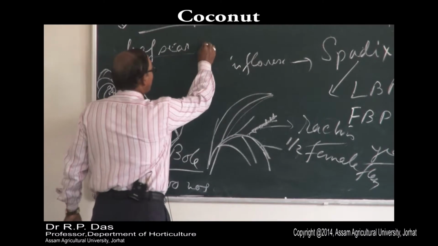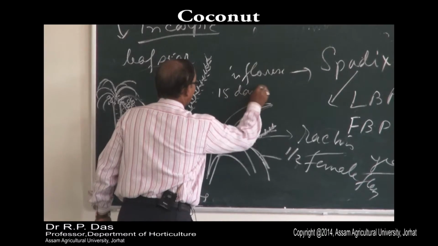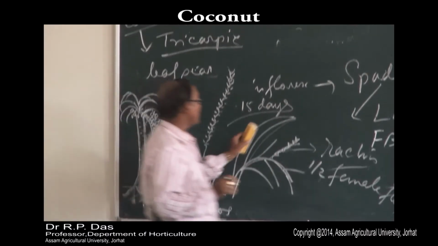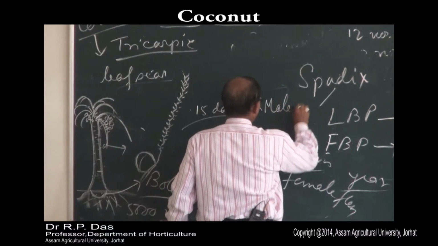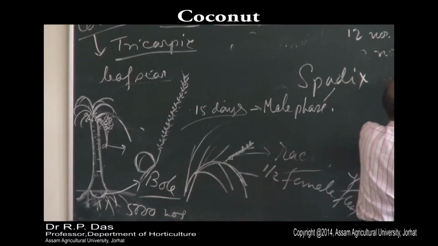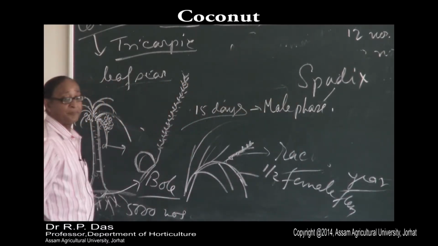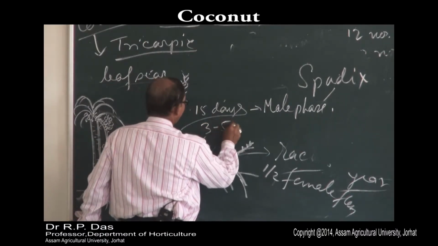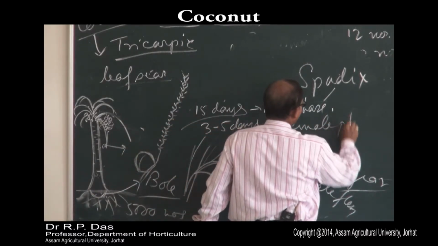Now the male flowers open from the tip and last for 15 days. That means the male flower blooming time is 15 days. That is known as male phase. Then female flowers open, and that female flowers duration is 3 to 5 days. That is known as female phase.